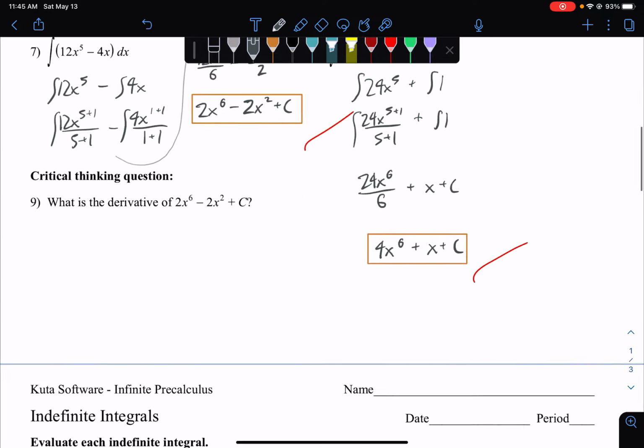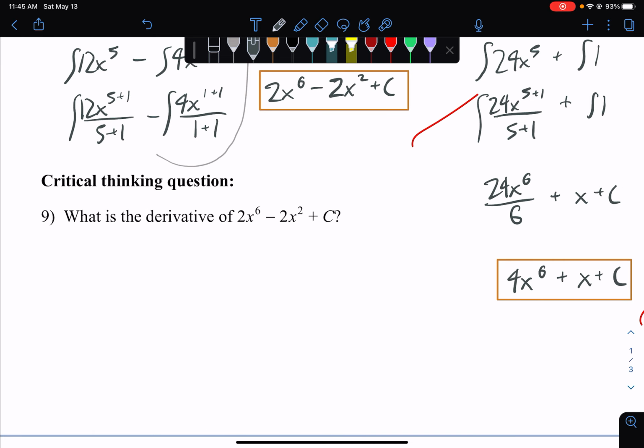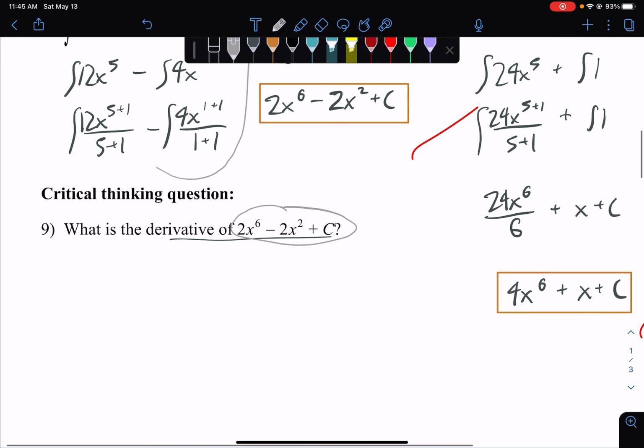Okay, let's try this critical thinking question. Oh, interesting. So this expression is already the integral of something. We're basically tasked to find the derivative. I can't really guarantee you a correct answer, but I'll still give it a try. Derivative is written as d over dx.